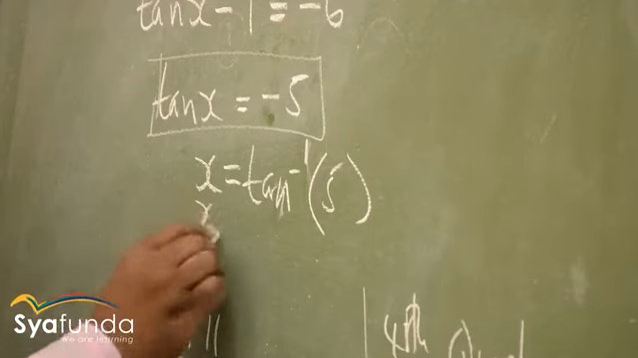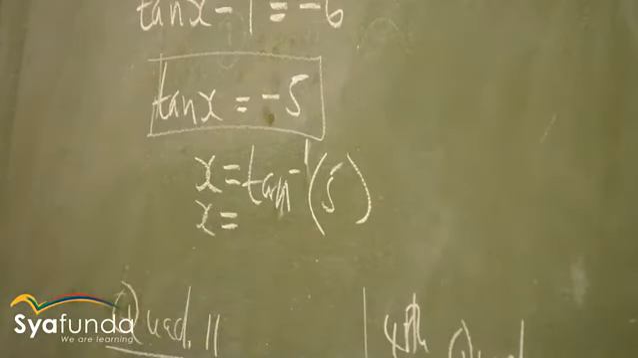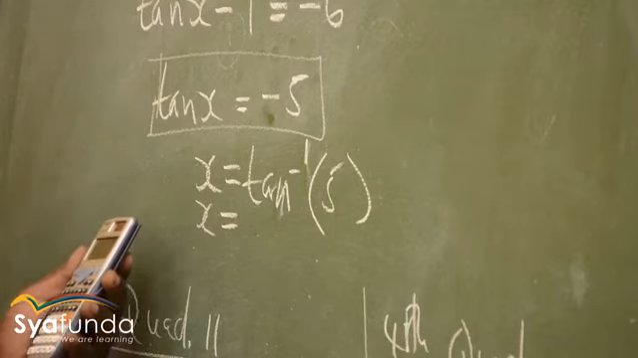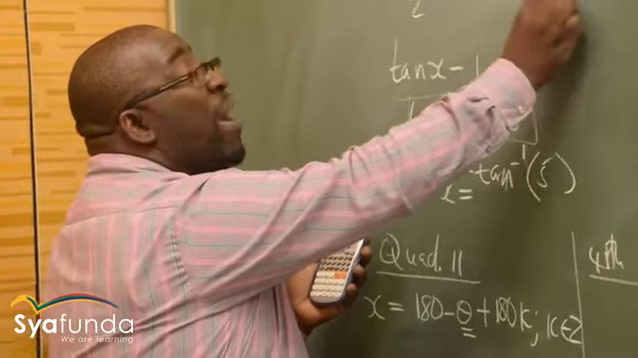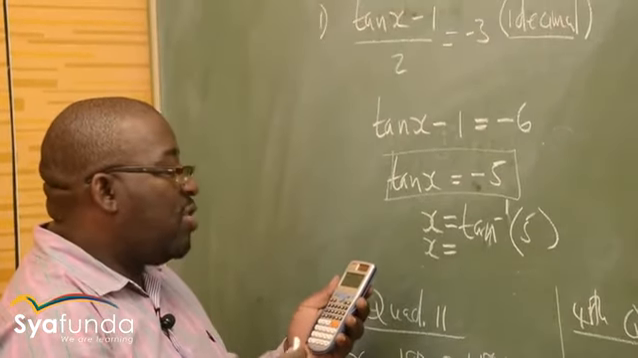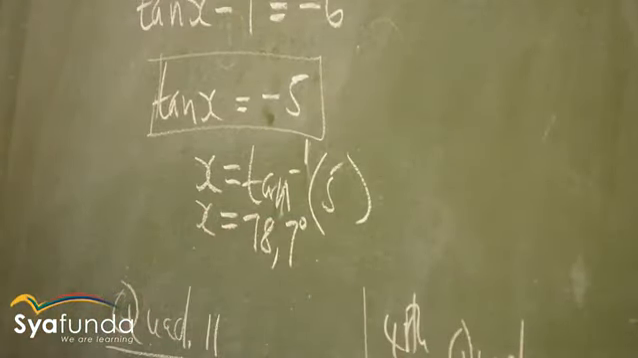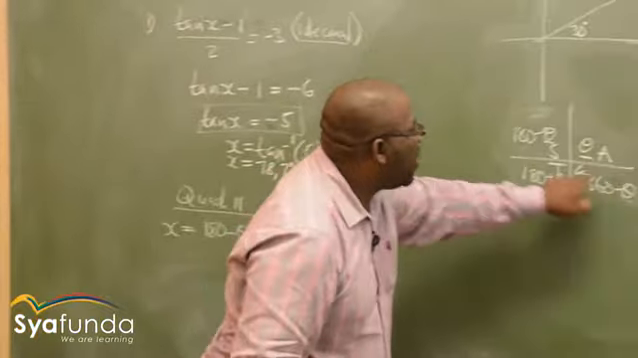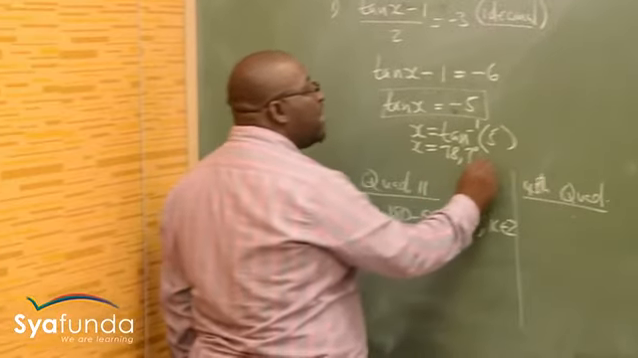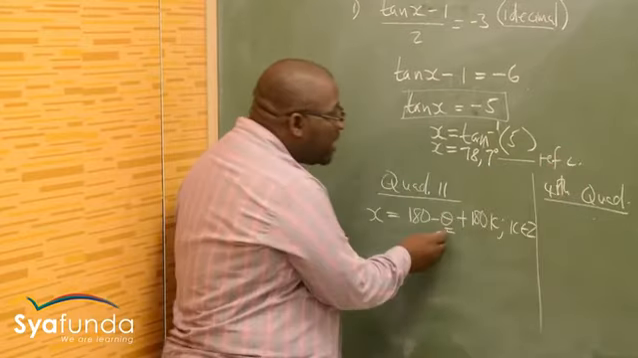Now, I go to my calculator and check what arctan of 5 is. In your calculator, you press shift tan, which will give you the arctan of 5. The answer we get is 78.69. Remember, if the question says correct to 1 decimal, I don't lose sight of that. So it's 78.7 degrees. This is the value of x. What is this x? This x is the reference angle, the one that we use here.